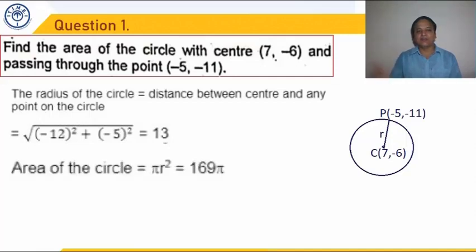We have to find area of the circle. Area of the circle is nothing but pi r square, where r is the radius and radius is 13. 13 square is 169. So we say area of the circle is pi into r square, that is pi into 13 square, which comes out to be 169 pi square units. Area unit is square units.